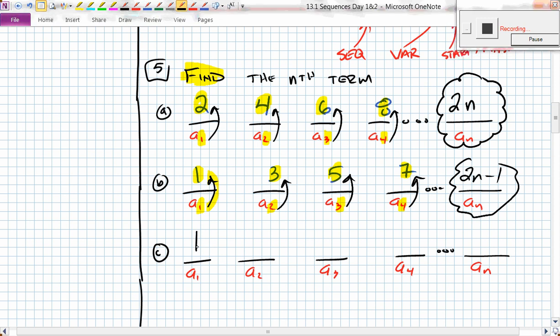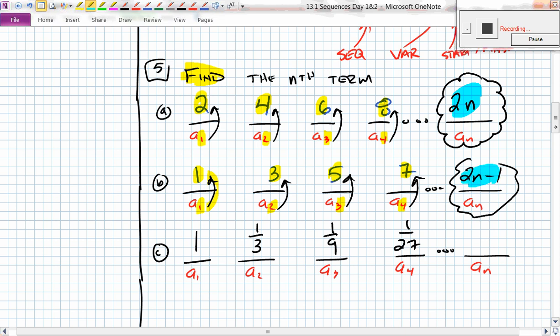1, 1/3, 1/9, 1/27. That one's 2 to the n. This one's 2 to the n minus 1.